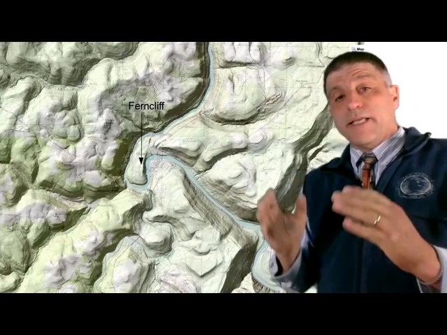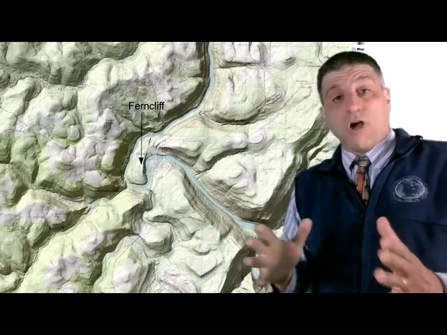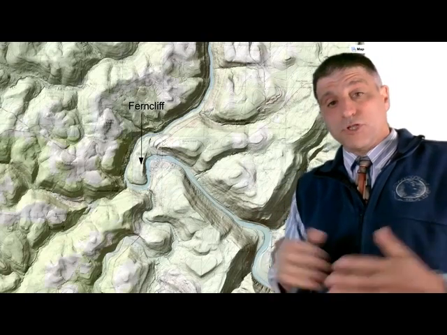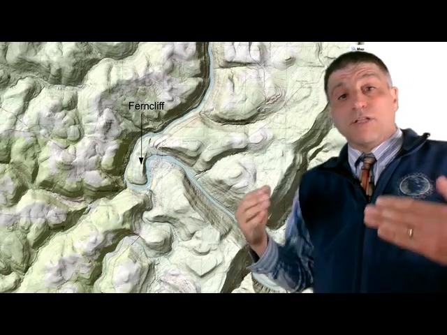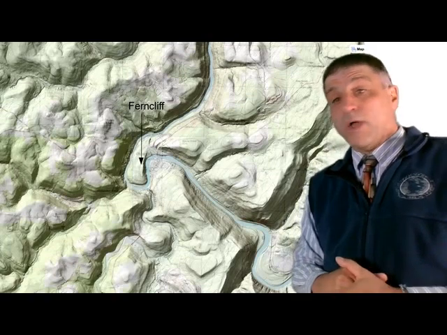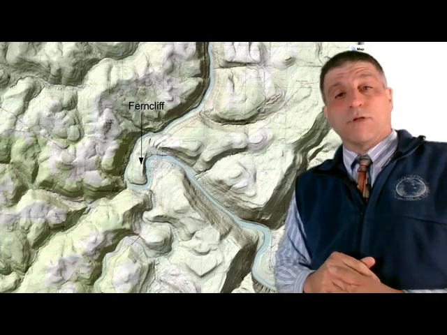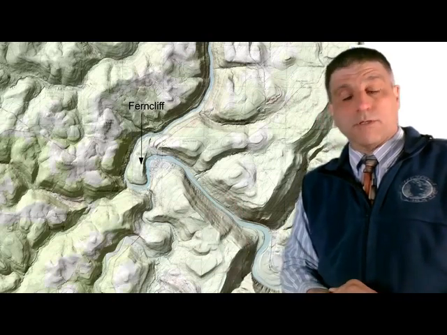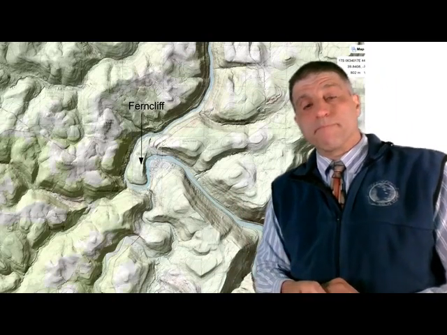And there is a large drop in river elevation around Ferncliff. And we're going to be showing you that in a couple of slides coming up. But there's such a large river drop that whitewater rafting and a lot of other water sports are very common, very popular in the Ferncliff area.